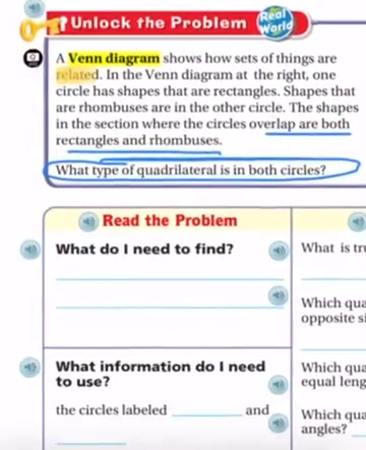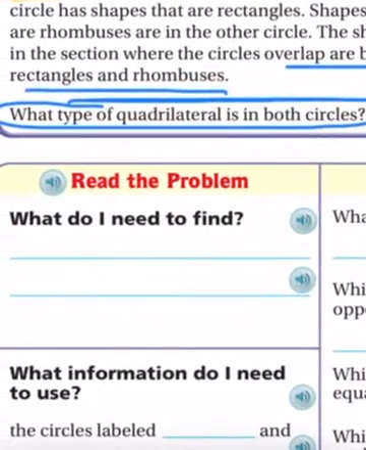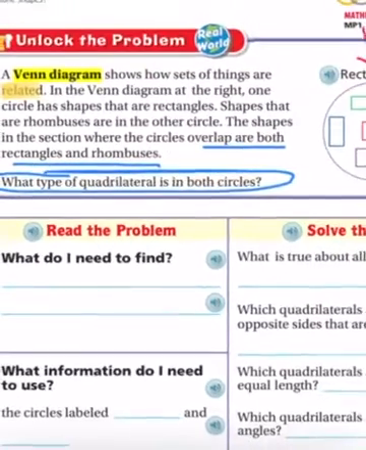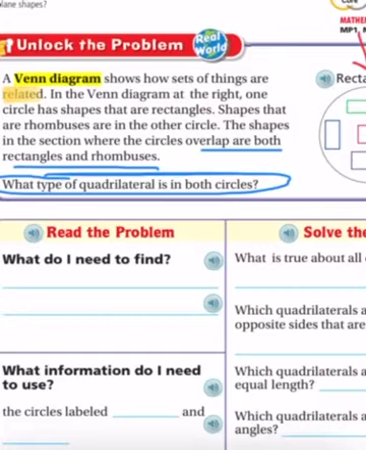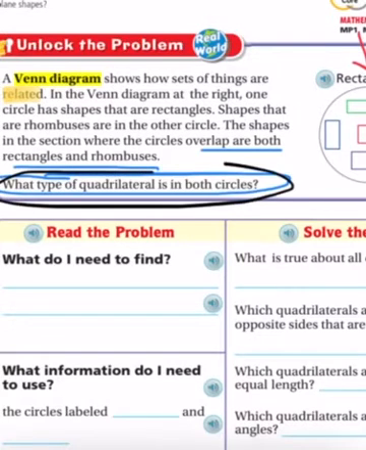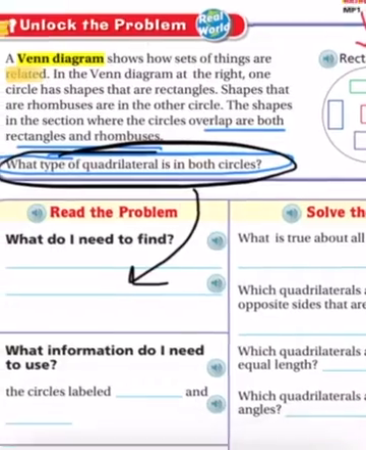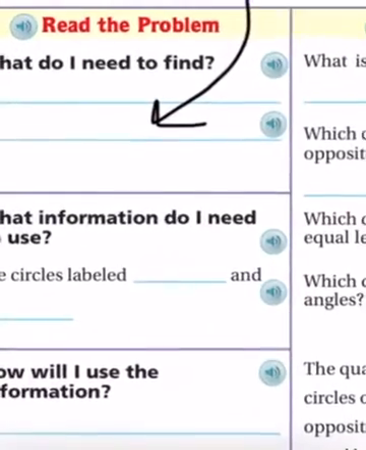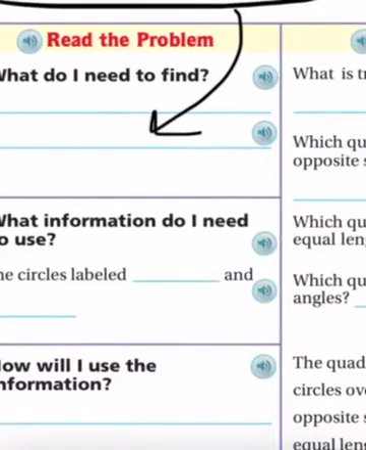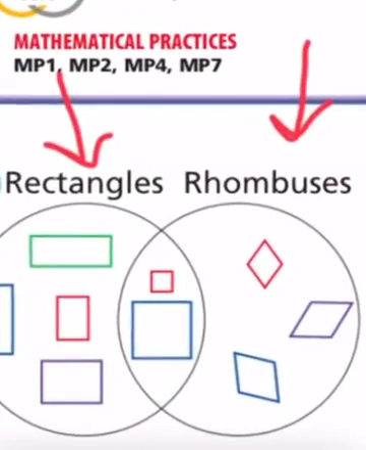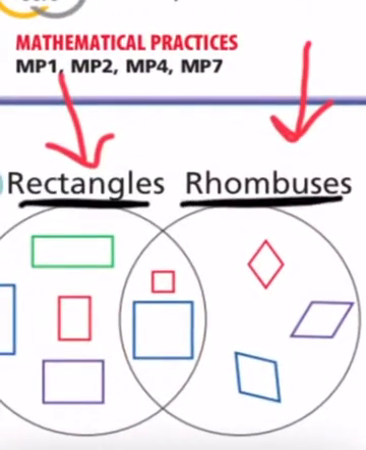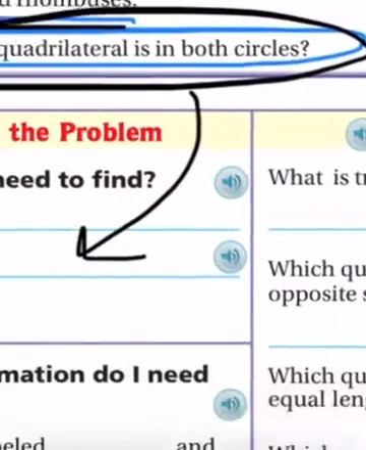Okay, so let's look at our strategy to solve this problem. The first thing is, what do I need to find? And you don't have to write it in here. You can just circle the question and draw an arrow. But the thing we have to find is, what type of quadrilateral is in both circles? Next thing, what information do I need to use? Well, we're going to use this information right here, rectangles and rhombuses.